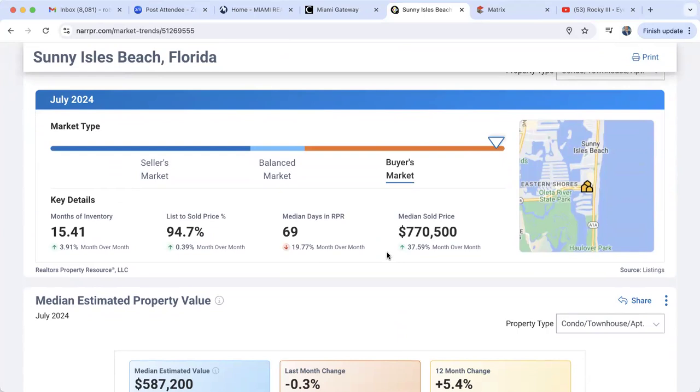Now, you see there, seller's market, balanced market, buyer's market. It's all the way at the end of the buyer's market. It's an extreme buyer's market. There's way too many options for buyers to purchase. And if you're a seller in the Sunny Isles area, you need to be extremely creative or patient with your listing.